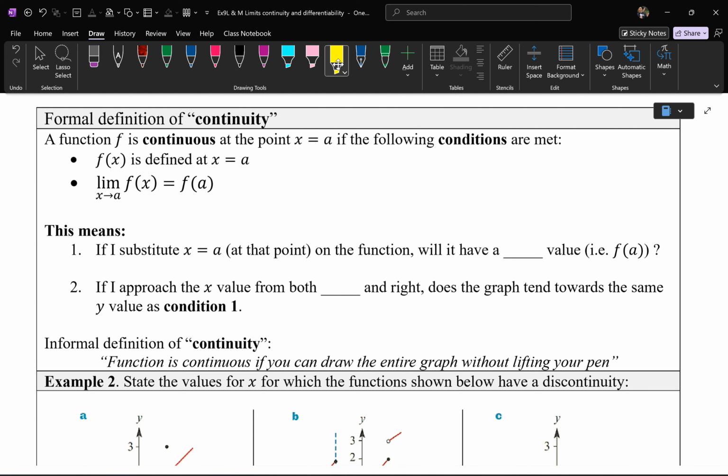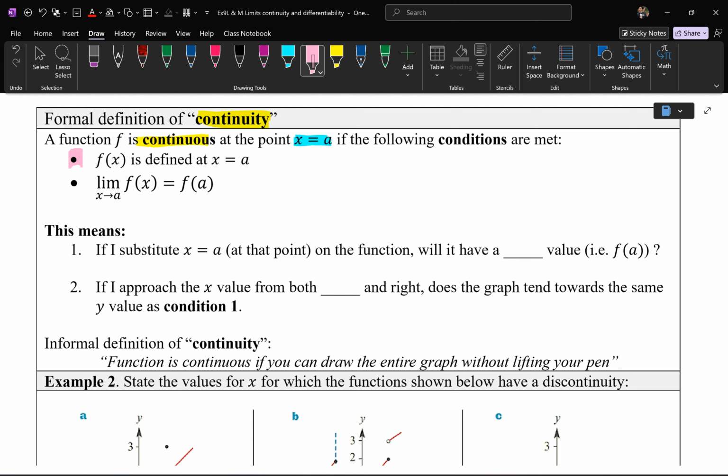Let's have a look. Formal definition of continuity. So what is the definition of continuity? How do you say that a function is continuous? Well, a function is considered continuous at every single point, or at a particular point, so at x equals a, if two conditions are met. Here are your two conditions.